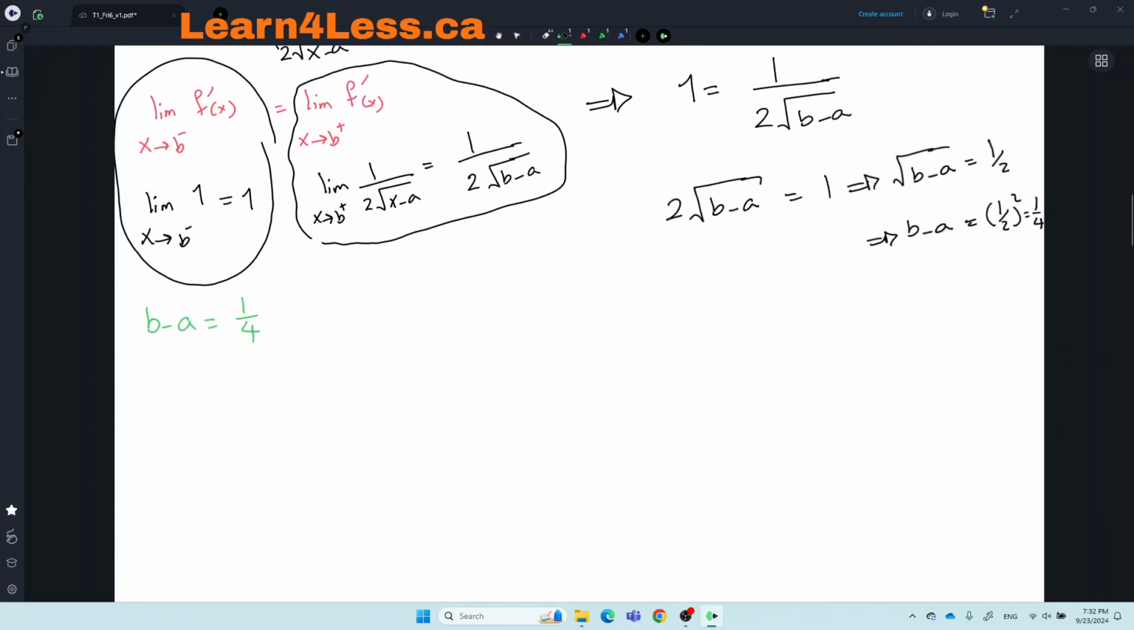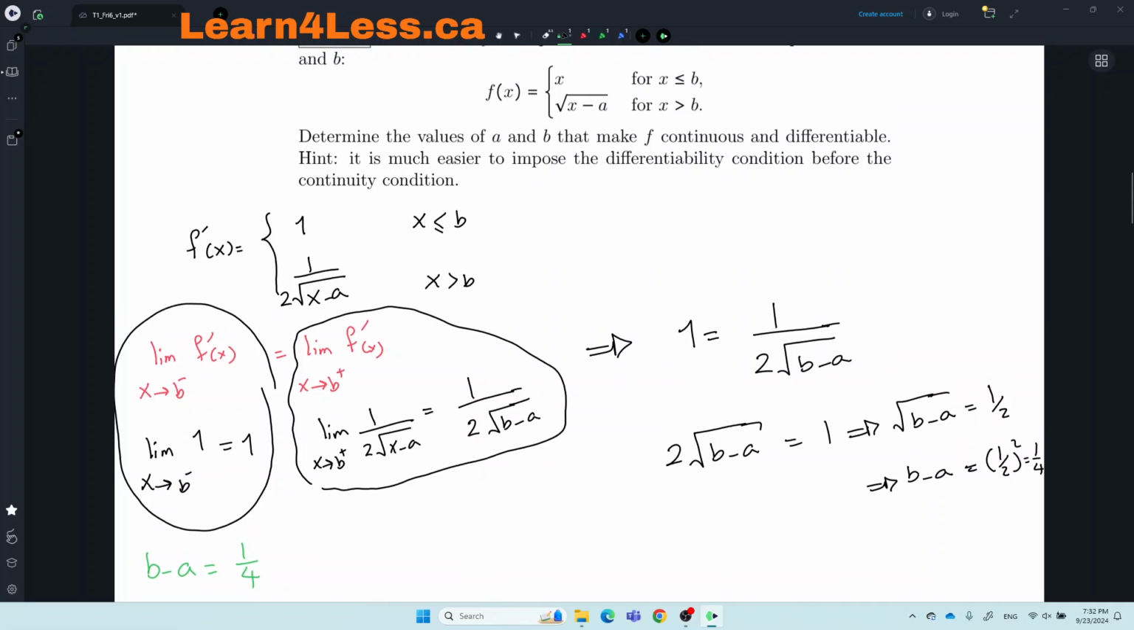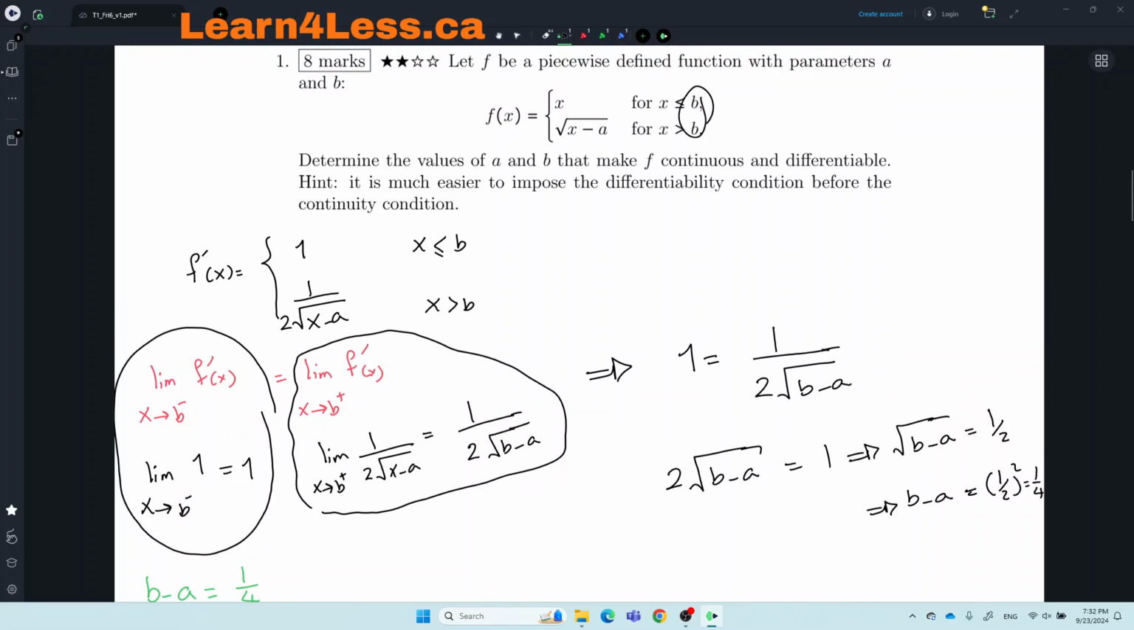How to check that one? To check the continuity of a function, we take the limit of that piecewise function, and again, the issue will happen when x is equal to b. Because this one is continuous, this one is continuous. The problem is where they are meeting each other. Are they connected or not?